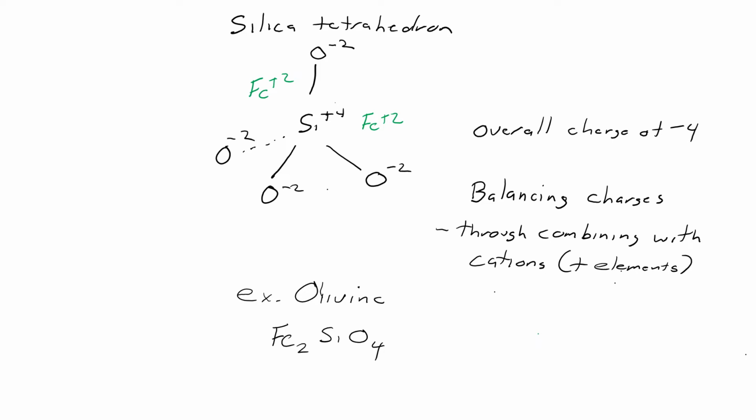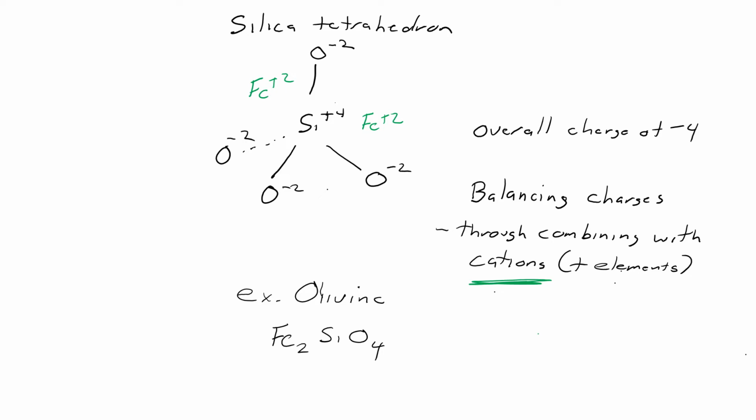That balances out the charges. Now, if you repeat this pattern of SiO4 combined with the 2 irons in all different directions, millions of times over, you're going to get a little green olivine crystal. So that is one way we have of balancing the charges, by combining the tetrahedron with cations.